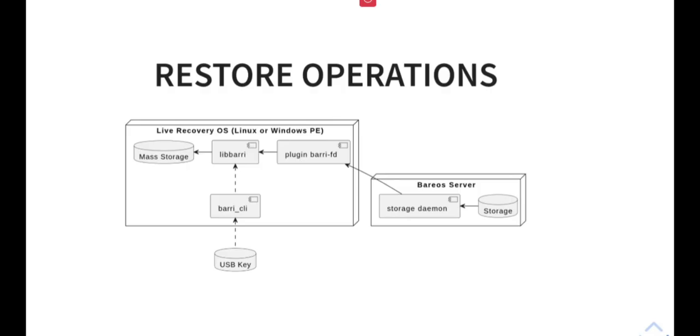Yeah, and the quick overview of how the data flows. During restore, the Barri information comes back from the Bareos server, goes to the plugin, to the library, and then is stored onto the mass storage. Or alternatively, if you use the command line tool, then you have the Barri file on a USB key or network drive, wherever you can access it. And then the CLI tool can also write back the backup to the mass storage via the common part of the Barri library.